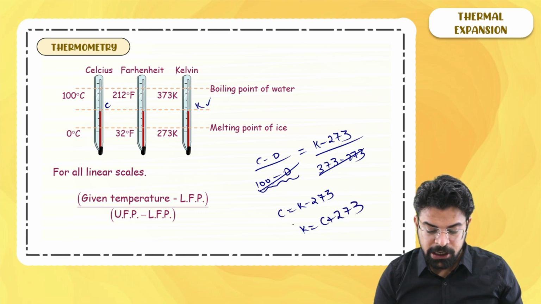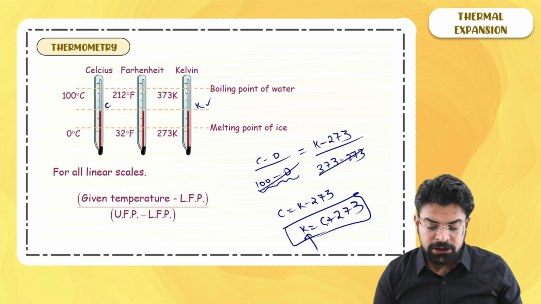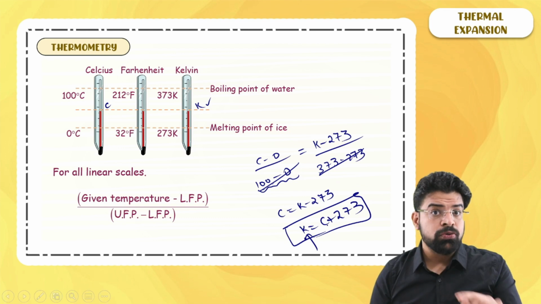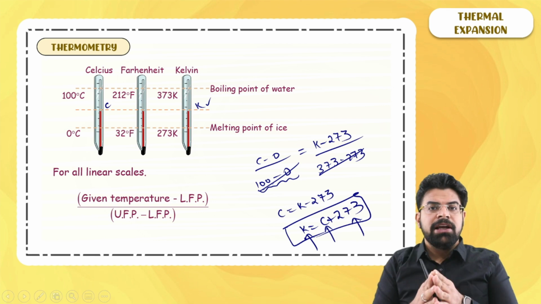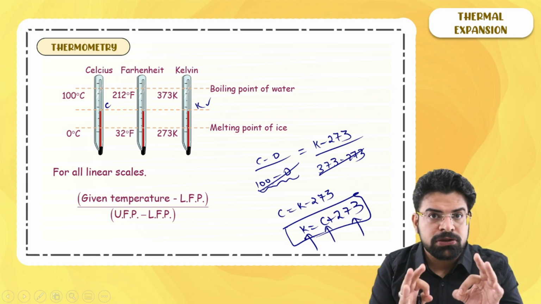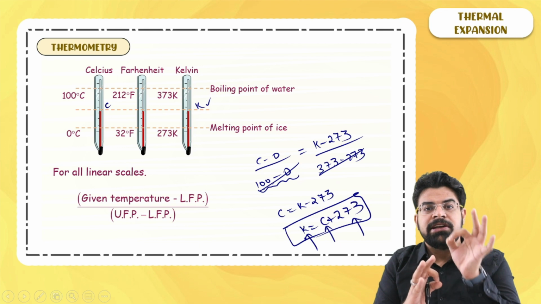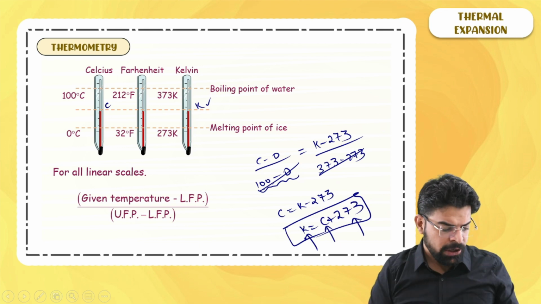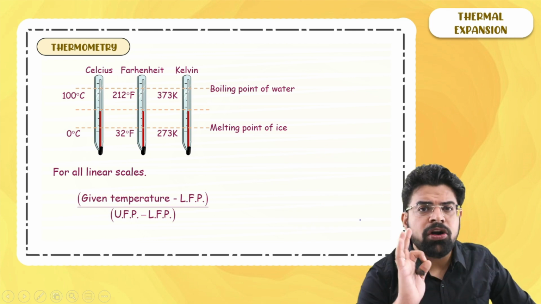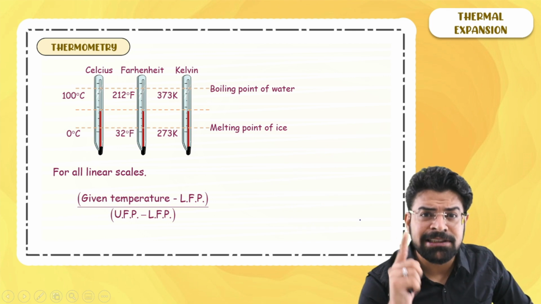It means that the reading on the Kelvin scale equals the reading on the centigrade scale plus 273. Once more, the reading on the Kelvin scale equals the reading on the degree centigrade scale plus 273, and I know most of you already know this. So sir, in thermometry, what do we have to learn? Just this single formula.